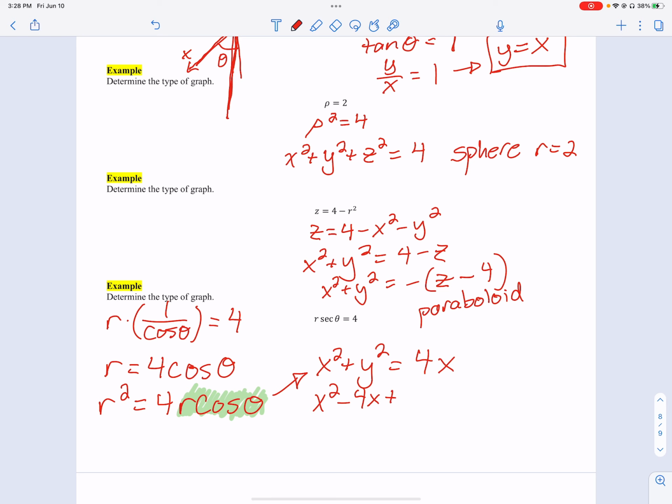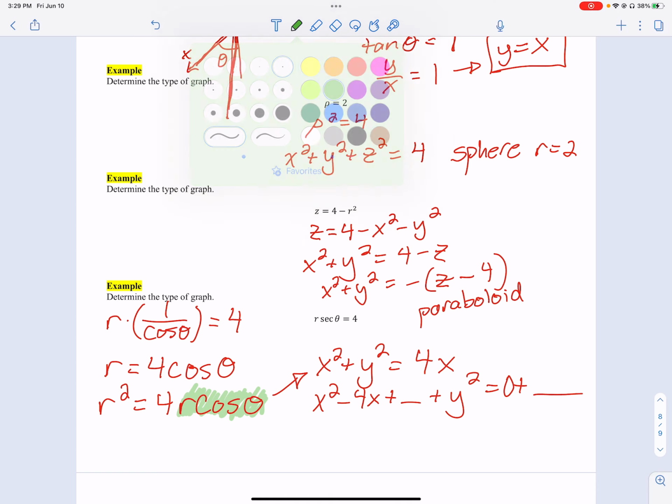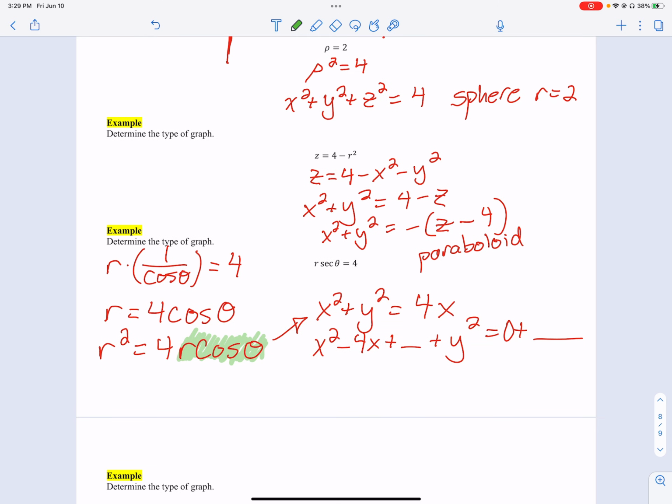I'm going to minus 4x. I'm going to put a space there. But I'm going to put a plus space on this side too, right? Because this is 0 now on that side. What we do to complete the square, if you'd like to see more, I have a video on this to show you where it comes from.